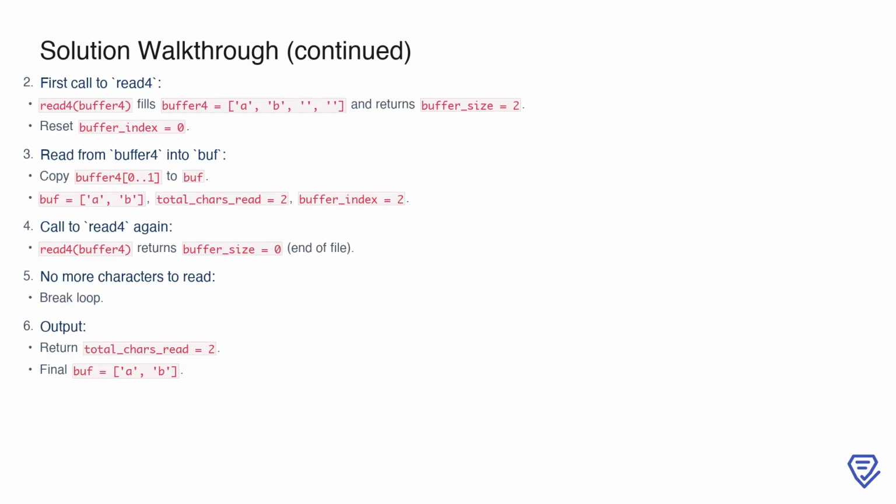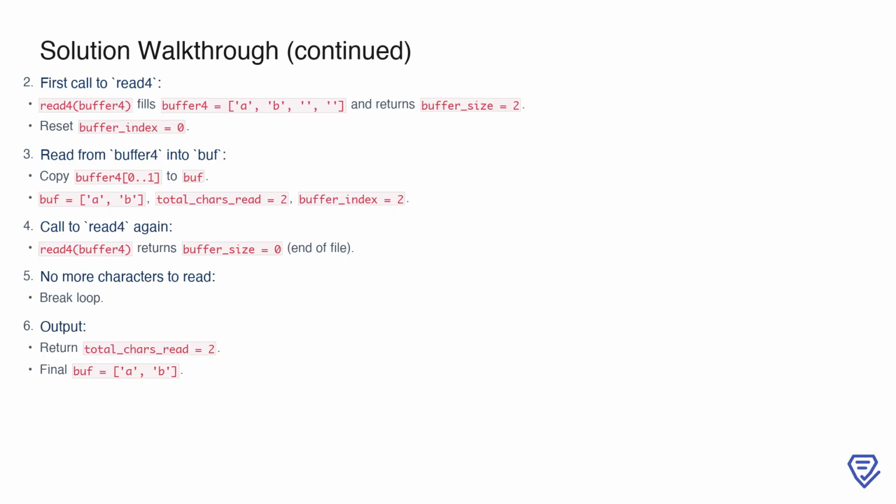On the first call to Read4, the function fills buffer4 with A, B, and returns a buffer_size of 2, as there are only 2 characters available in the file. After resetting buffer_index to 0, we copy both available characters from buffer4 into buff. At this point, buff contains A, B, total_chars_read is updated to 2, and buffer_index moves to 2.